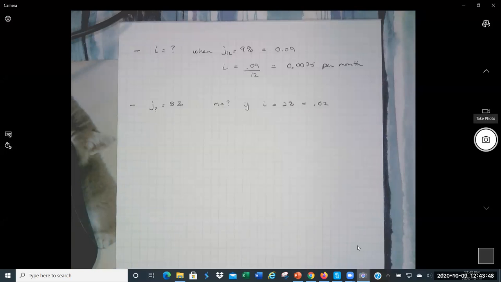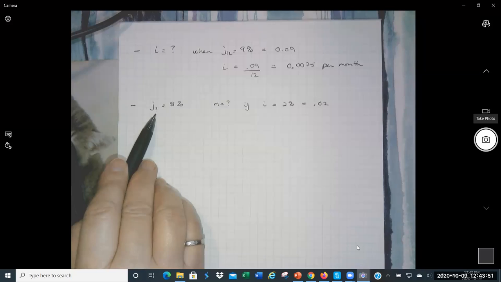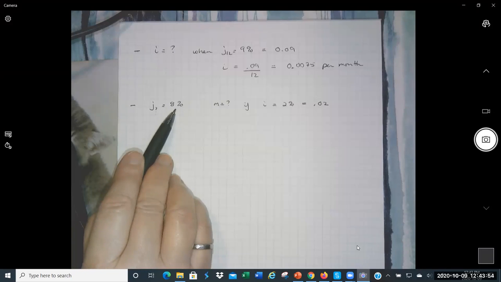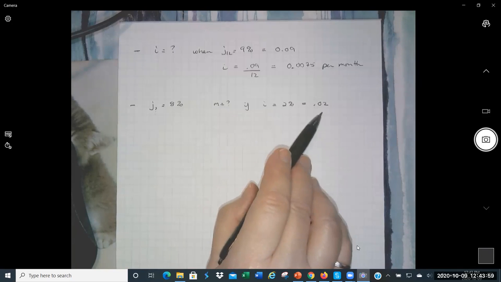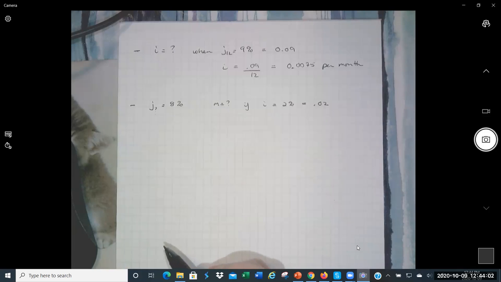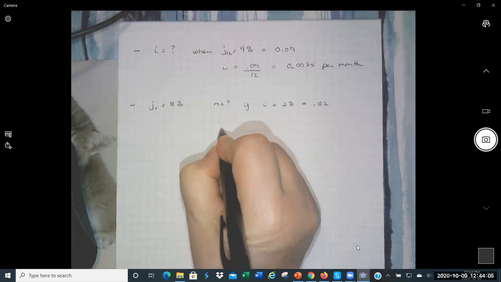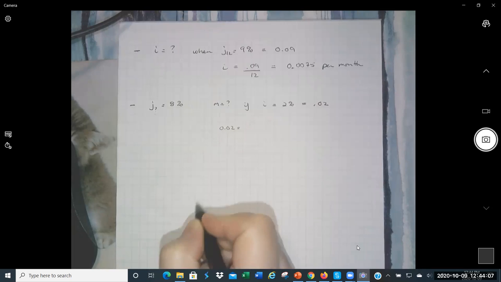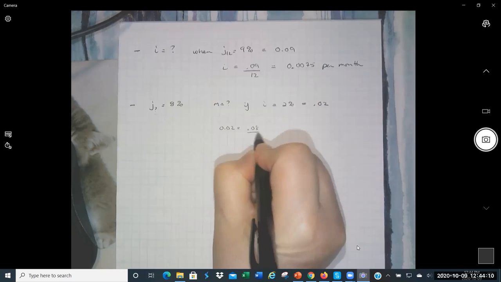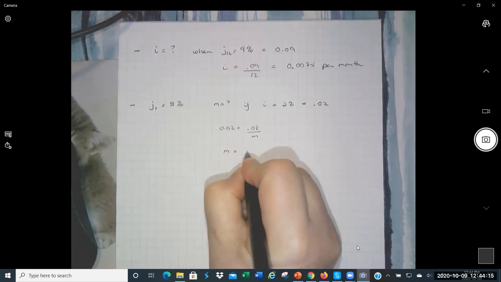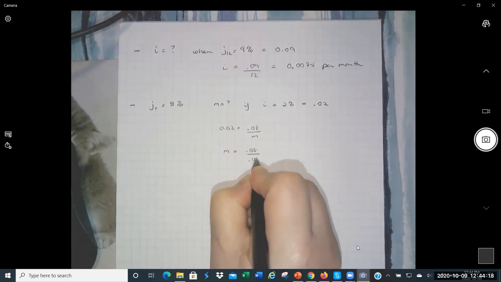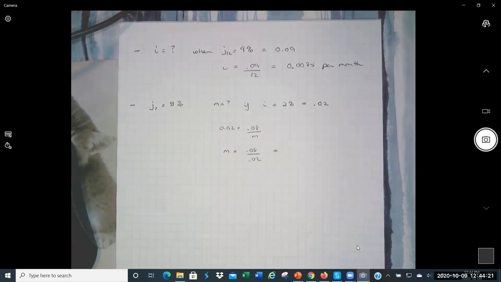So if we want to solve this problem, this time around, we don't know the compounding frequency, but we know the nominal rate is 8%. So our M is unknown, and our given I is 2%, or in decimal, 0.02. So if we use the same type of analogy here, we have I, 0.02, is equal to our nominal rate, 0.08, divided by our M. So it implies that M is equal to 0.08 divided by 0.02, or M is equal to 4. So we know here that we are compounding quarterly.